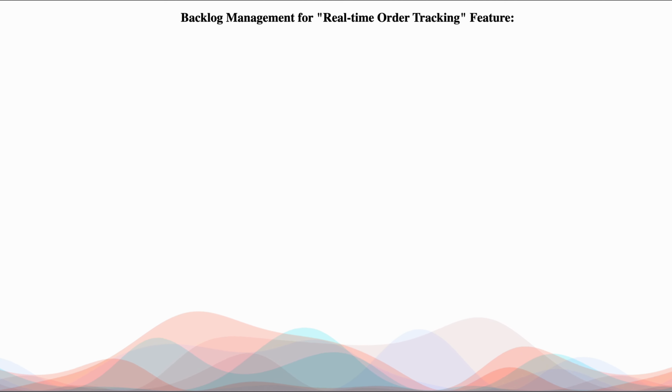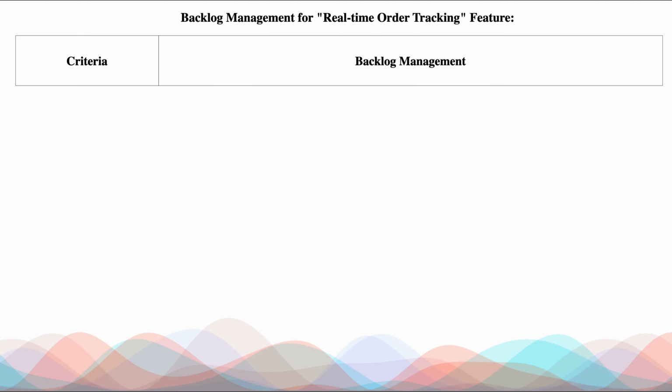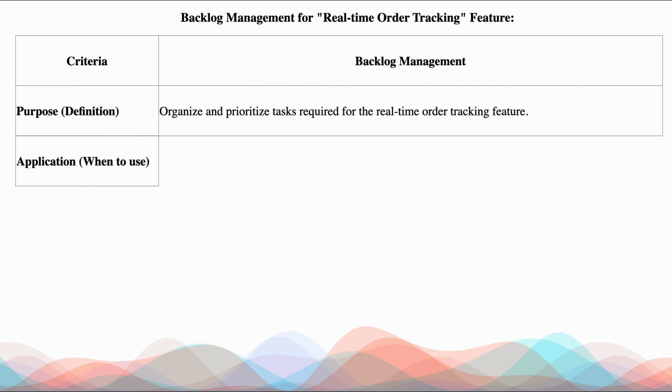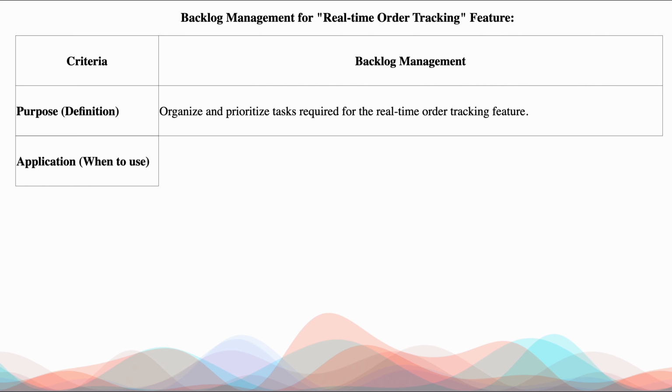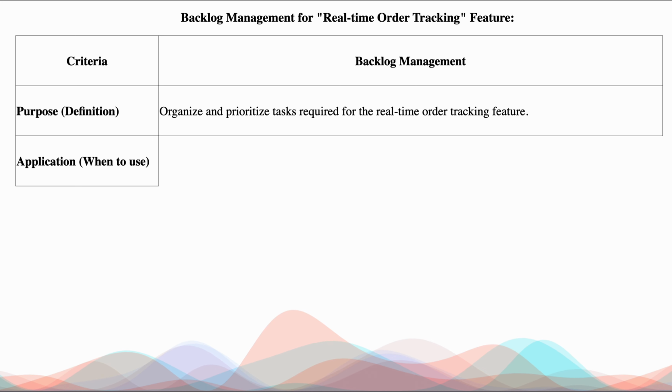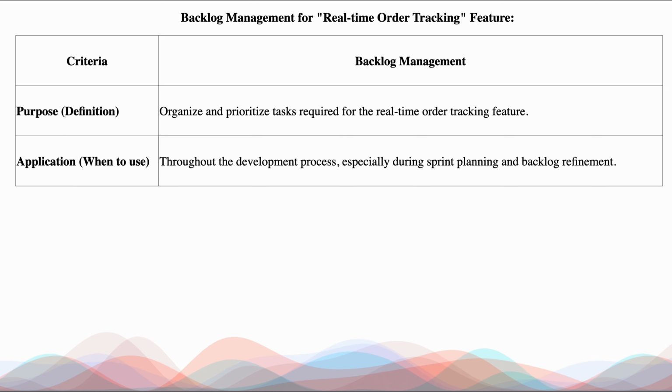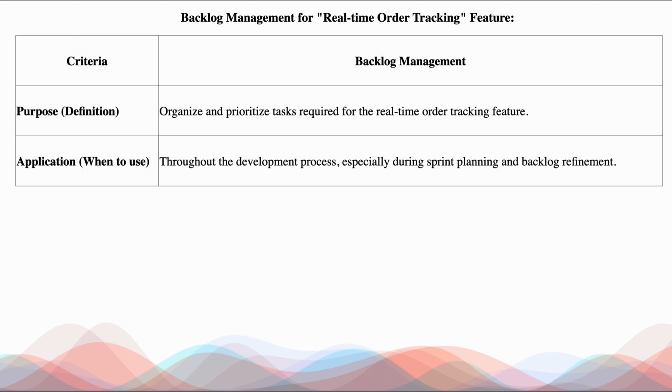Example: we'll use an example here to understand how we do backlog management for a real-time order tracking feature, the same feature which we used in the last video to understand the acceptance and evaluation criteria. Backlog management for the real-time order tracking feature is what we're going to use now. The purpose here is definitely to organize the real-time order tracking feature, right? We have a feature and we want to organize and prioritize tasks related to it throughout the development process, especially during sprint planning and backlog refinement. What exactly is refinement? Refinement is improvement.